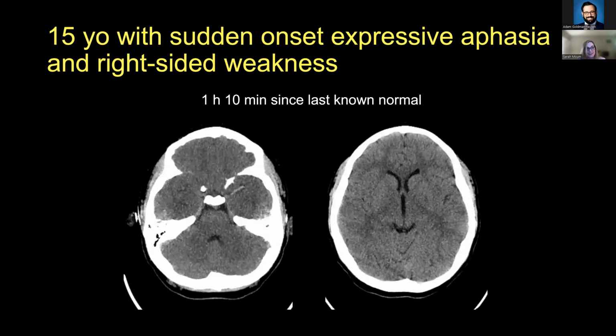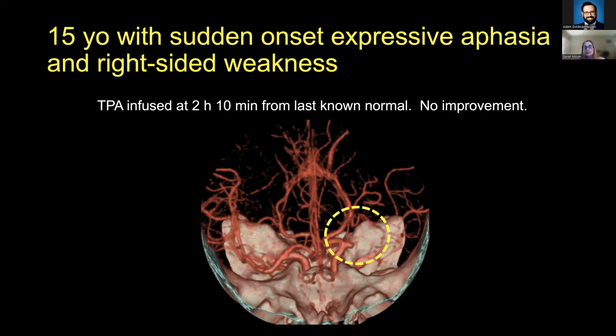Finally, let's end with this case. This is a 15-year-old with sudden onset expressive aphasia and right-sided weakness. The non-contrast CT head performed 1 hour and 10 minutes following this child's last known normal is thankfully normal. CTA imaging shows occlusion of the proximal left MCA as shown in this reconstructed image.